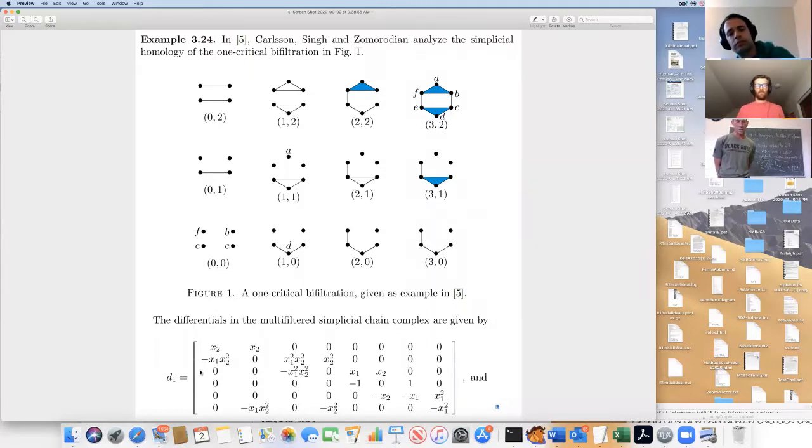And so that's why we see the minus x1 times x2 squared in the second position of the matrix. So that's how this differential works. It's really quite simple. The point is, it's just usual simplicial homology, but we add in these monomials to reflect where things are coming from. So I'm going to unshare my screen now and go back to the board.